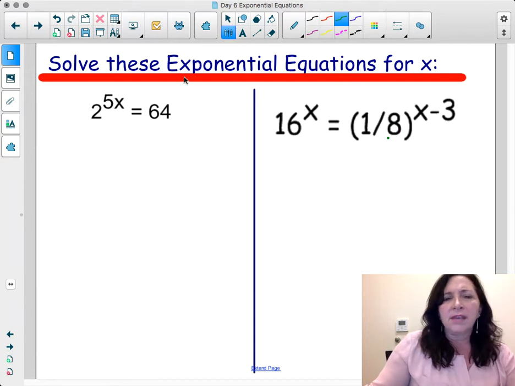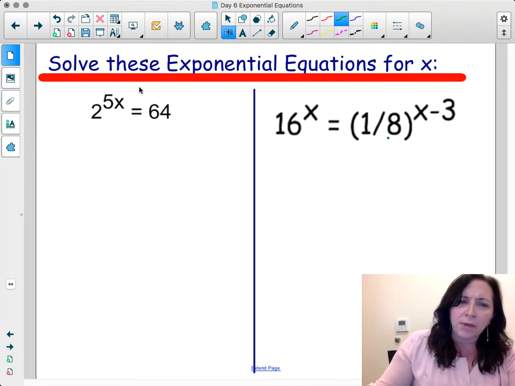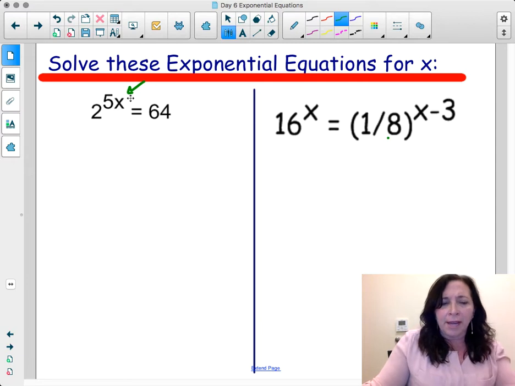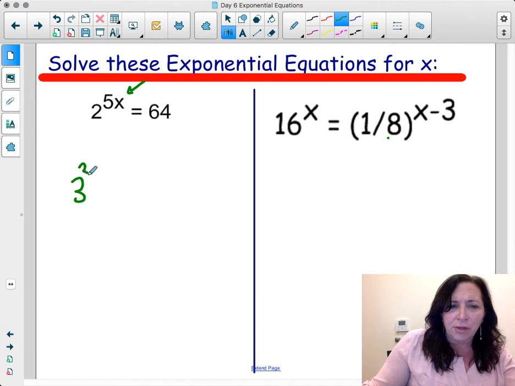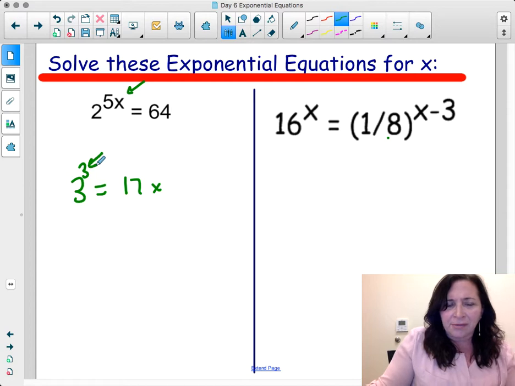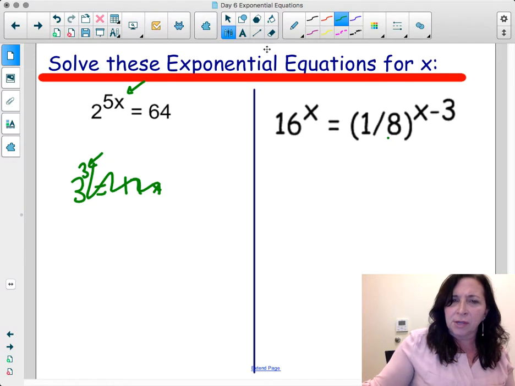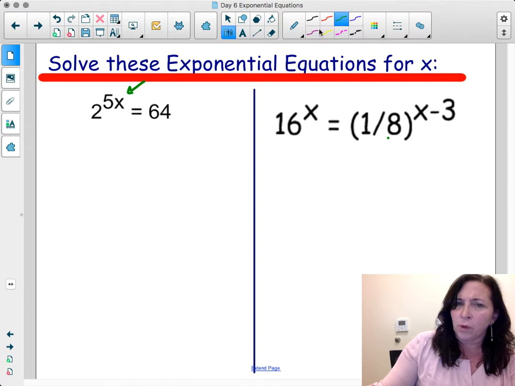Now, these are what we call exponential equations. Exponential equations are when we have our x, our variable, in the power position. It's raised up. That makes it an exponential equation. But just know that if I have 3 to the third power is equal to 17x, this is not an exponential equation. That exponent is a 3, so it's not a variable. Therefore, this cannot be an exponential equation. So just keep in mind the difference between what is an exponential equation and what isn't.